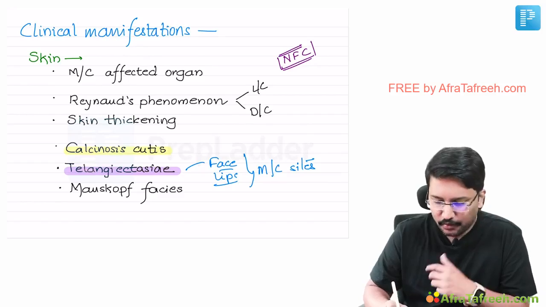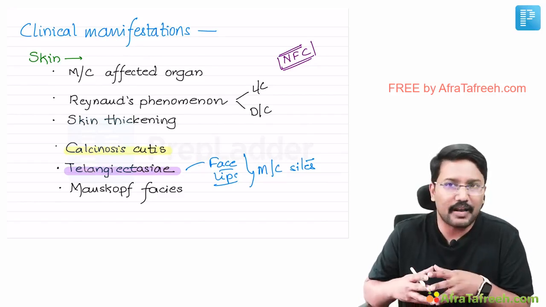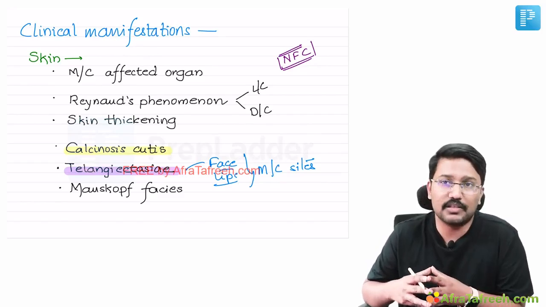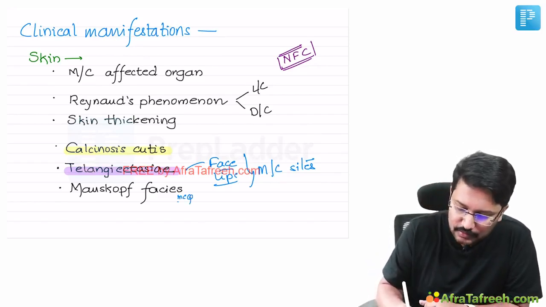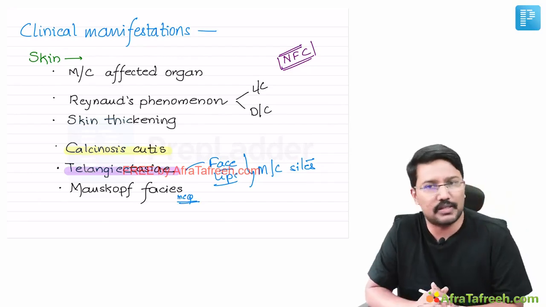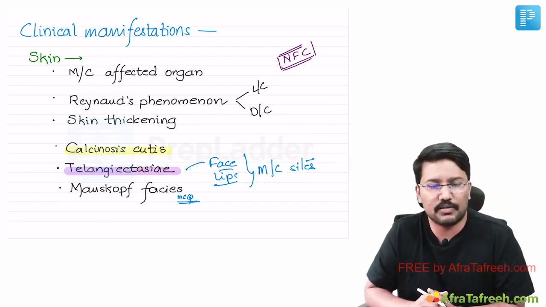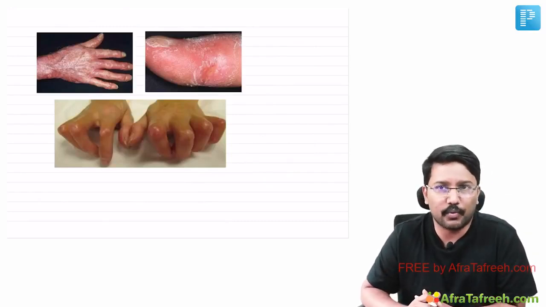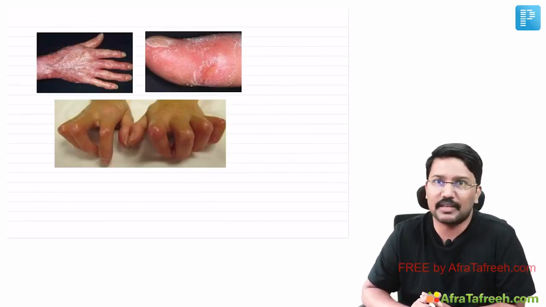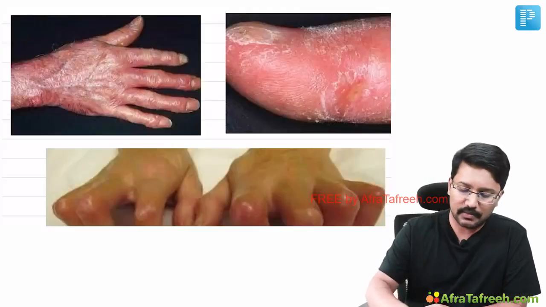And the involvement of the face gives rise to a characteristic facial appearance known as mask facies. This is also an MCQ point. They can directly ask you in which of the following conditions we see mask facies. That is systemic sclerosis, right? So with this understanding, let us go through some images. These are particularly important images because image-based questions can appear from this. What do we see in the first image?